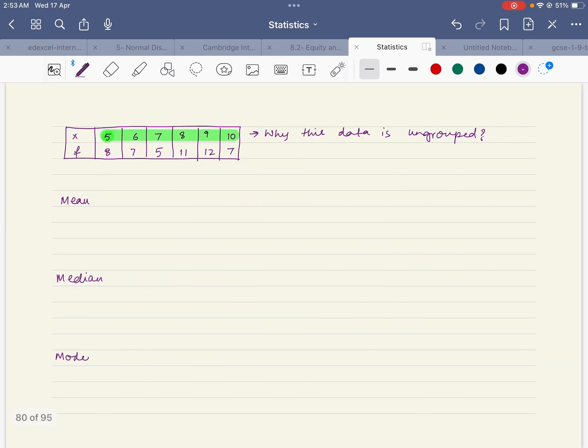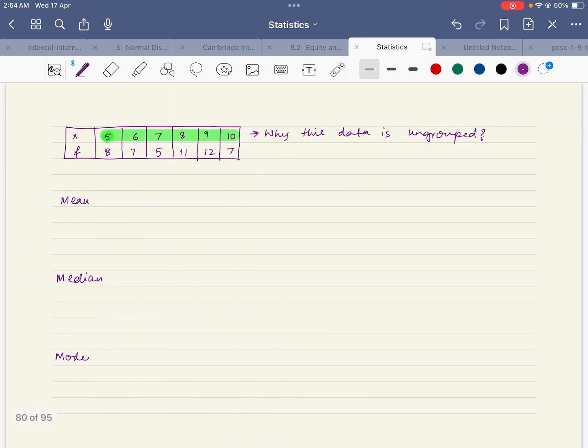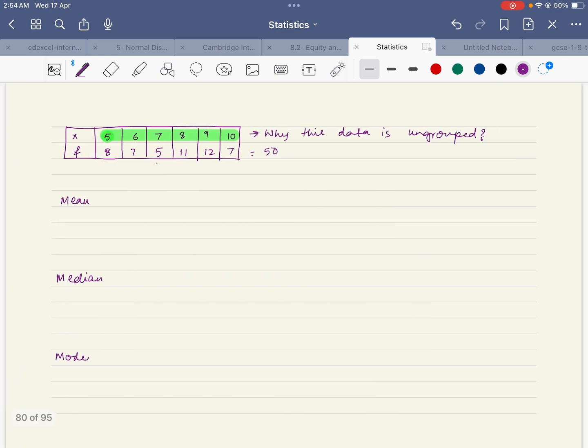When this raw data is in table form, why do we have it in table form? Why don't we have it simply in this form? Because this is a bigger data. Why is this a bigger data? Let's add all the frequencies. This is 20 and this is 30. This is a total of 50 points. So writing this data like this wouldn't be suitable.